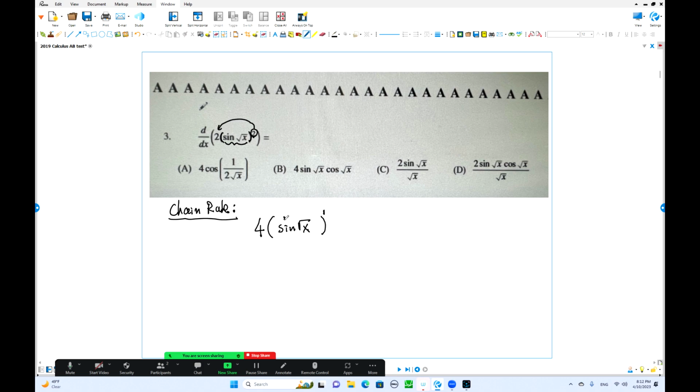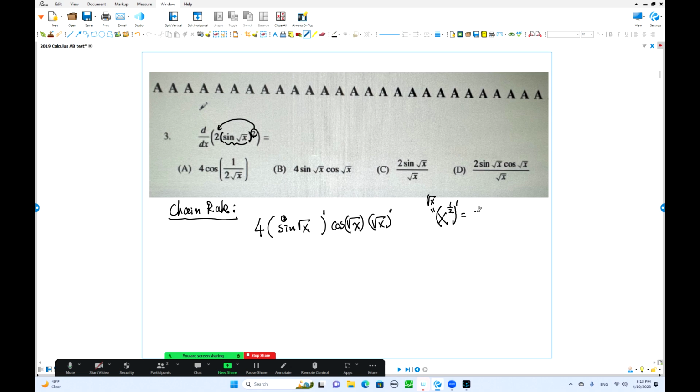Now that's the second one. The second one is sine. What is the derivative of sine? Cosine. That's right. So inside we have multiplied by cosine square root x. After that, going into the x is what? Square root x. So we multiply its derivative, the derivative of square root x.